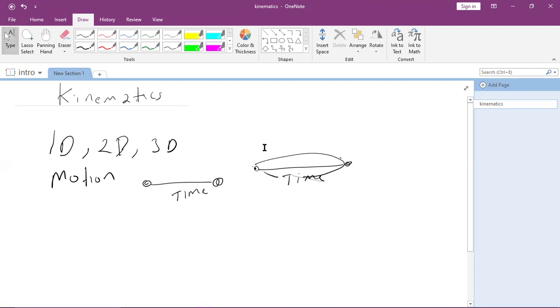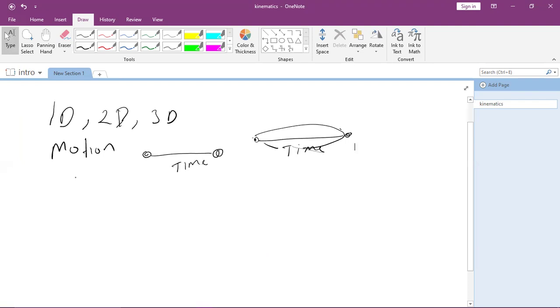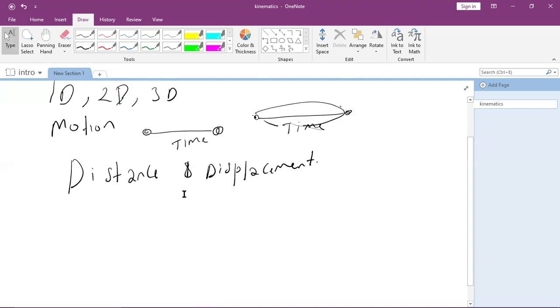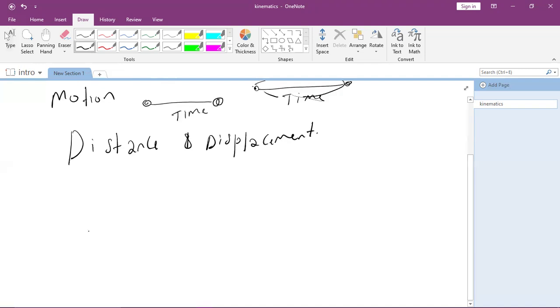When it comes to motion, one of the basic things after that is what we call distance and displacement. These are some very basic things. So what's the difference? Do you know the difference? Yes, I know the difference. The only difference I know is that distance is a scalar quantity, while displacement is a vector quantity. All right.